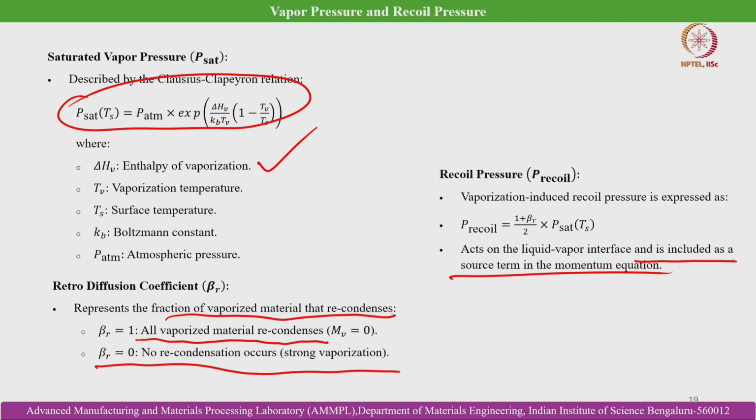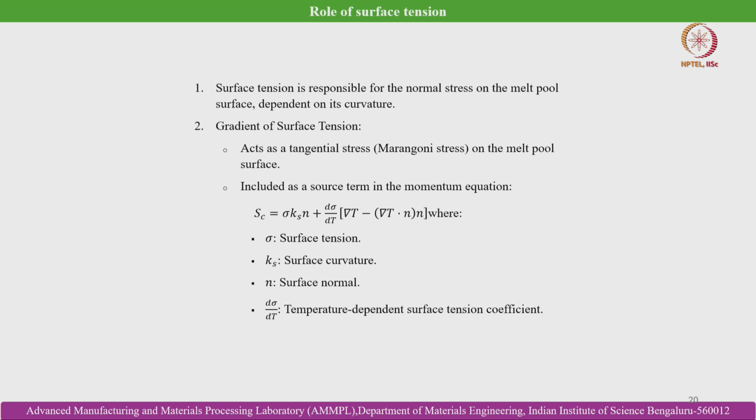Okay. So now moving ahead, the role of surface tension. Surface tension is responsible for the normal stress on the melt pool surface, dependent on its curvature. And the gradient of surface tension acts as a tangential stress or Marangoni stress, which is very important to determine the shape of the melt pool and also the microstructure formation from there on. So it is included as a source term again in the momentum equation.